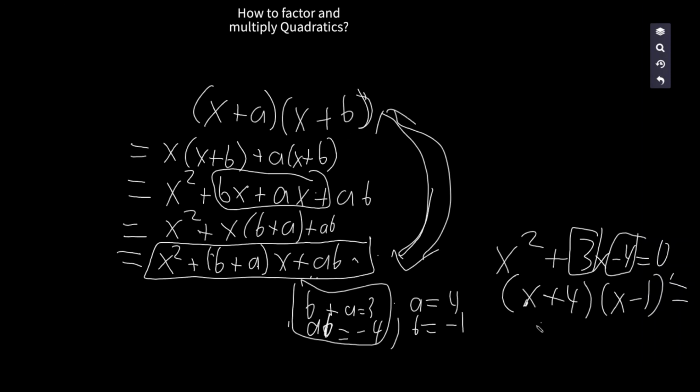So either x plus 4 equals 0, or x minus 1 equals 0. And I encourage you to finish off the rest of the problem and test it in our original problem, and see if it works.